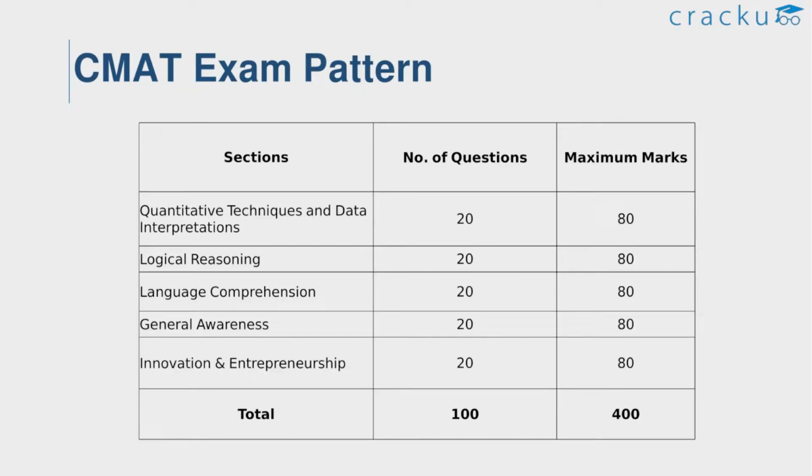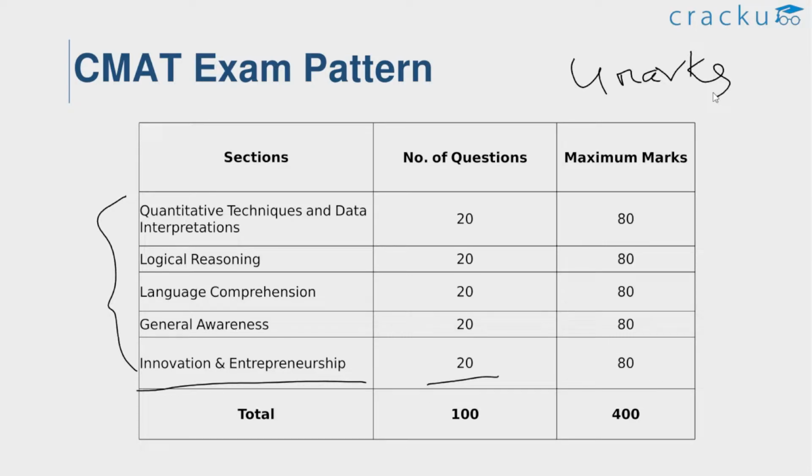This is the latest exam pattern. As you can see, innovation and entrepreneurship was the optional section in the previous exam pattern, but in the latest pattern, it is considered a main section along with these sections, and it contains 20 questions and each question carries 4 marks. Total 80 marks, and the same for all the sections. So total number of questions are 100 and the maximum marks are 400. So this is about the CMAT latest exam pattern.